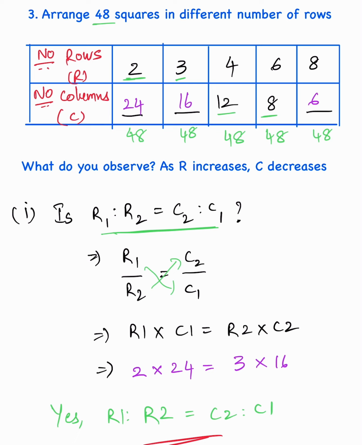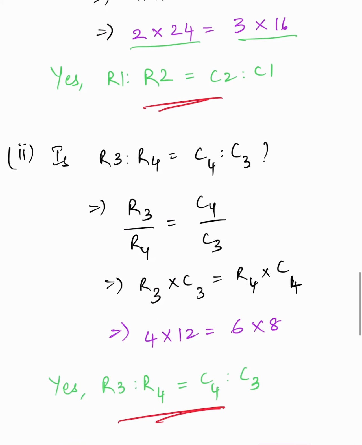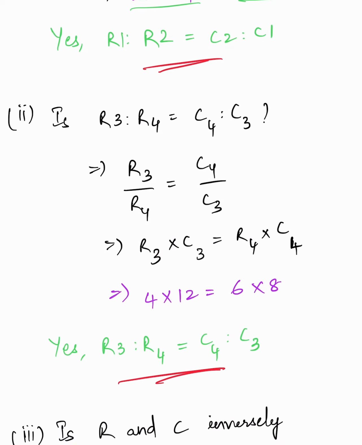Let us check. R1 is 2, C1 is 24. So 2 into 24 equal to, R2 is 3, C2 is 16. So 2 into 24 is 48, 3 into 16 is also 48. So R1 is to R2 equal to C2 is to C1. Similarly, is R3 is to R4 equal to C4 is to C3? Same way, 12 into 4 is 6 into 8. Therefore, this is also right.